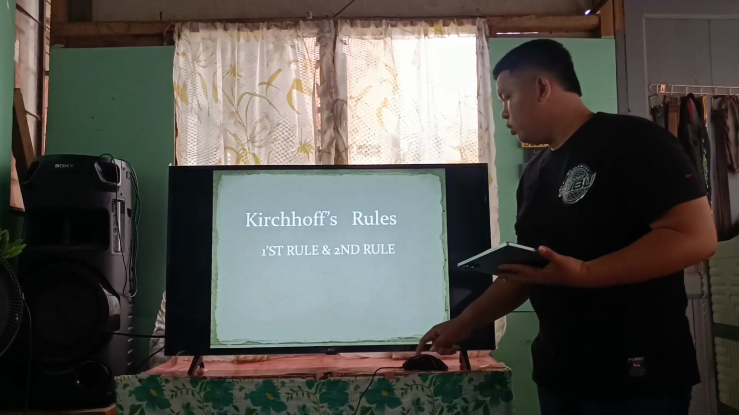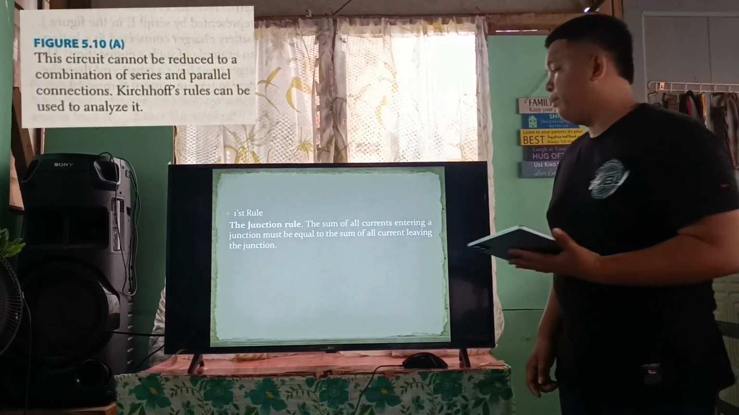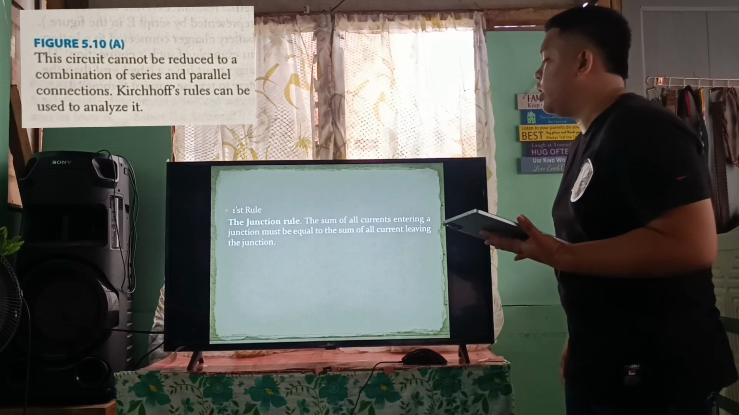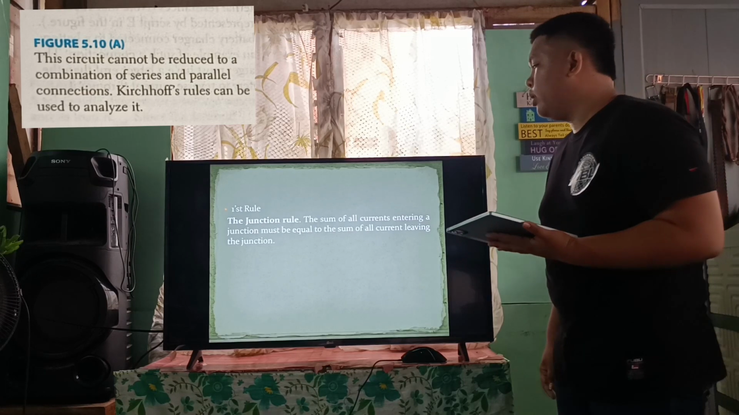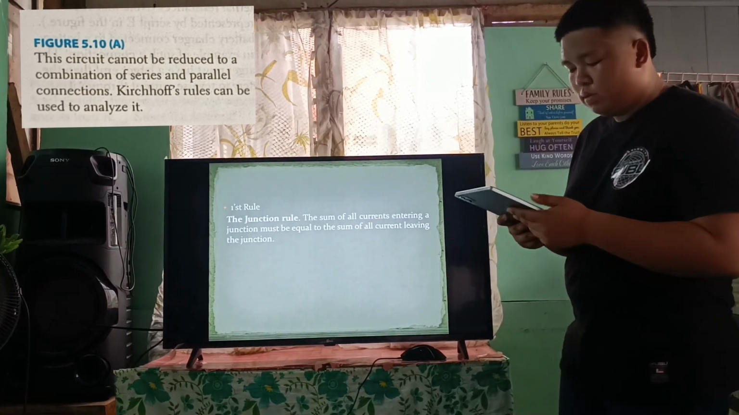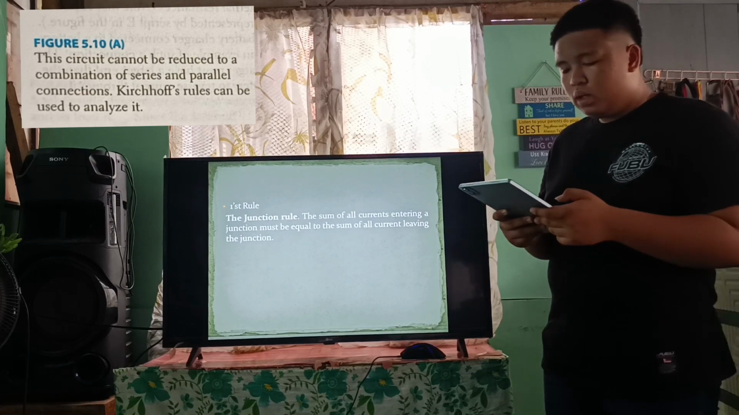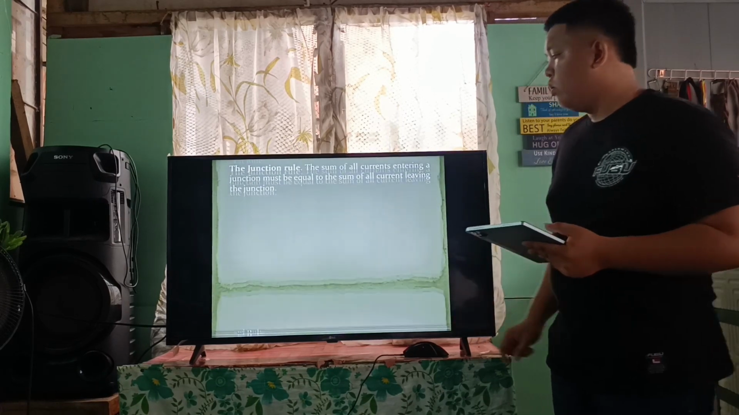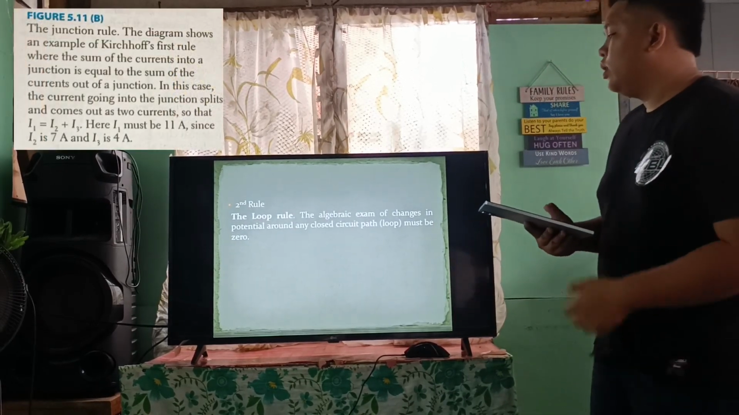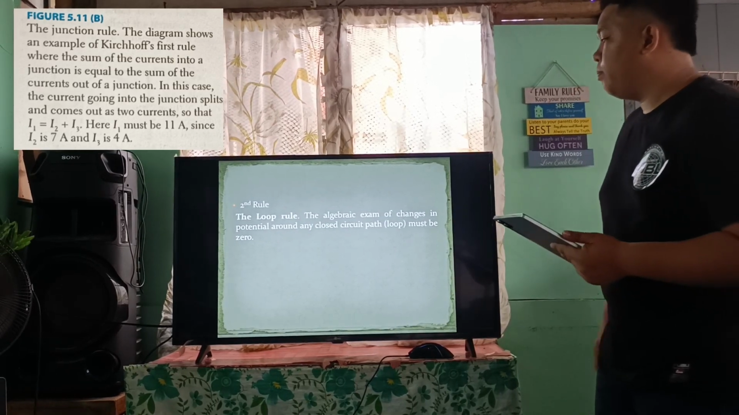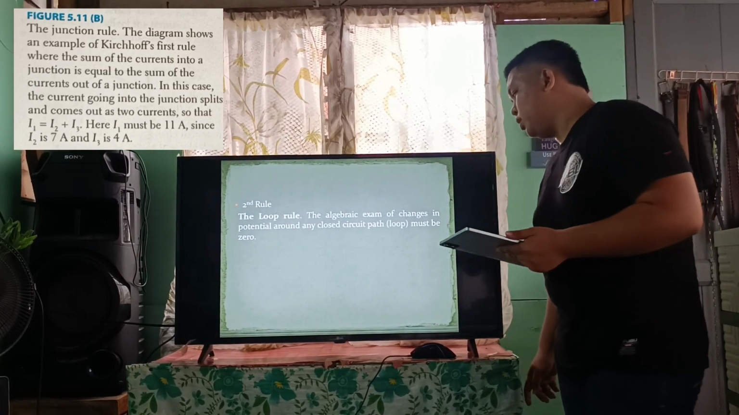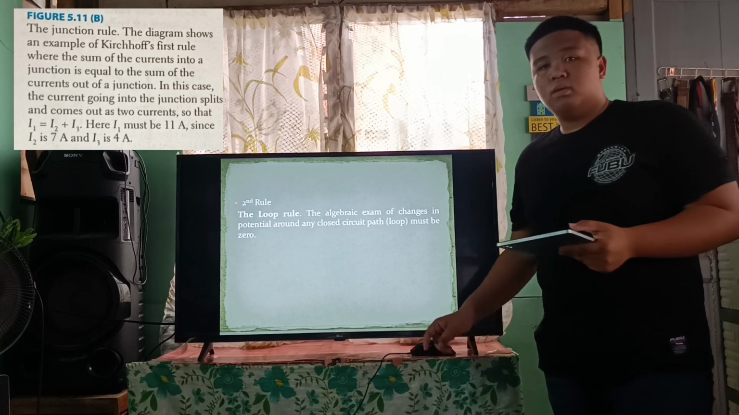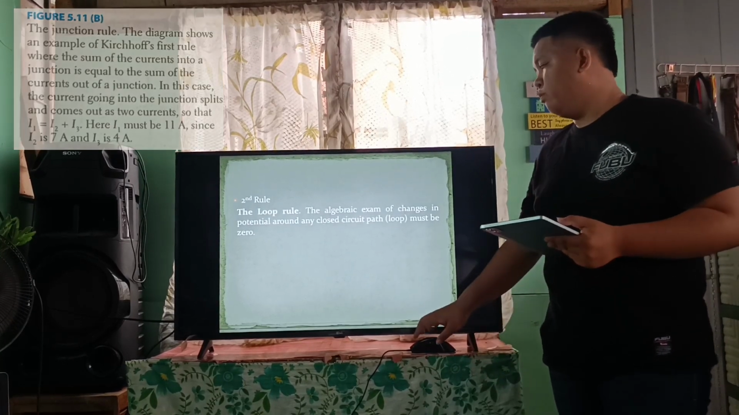Next, Kirchhoff's rules: the first rule and the second rule. The first rule is the junction rule. The sum of all currents entering a junction must be equal to the sum of all currents leaving the junction. The second rule is the loop rule. The algebraic sum of changes in potential around any closed circuit path, or loop, must be zero. So that's the two rules of Kirchhoff.